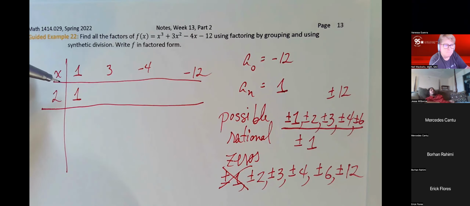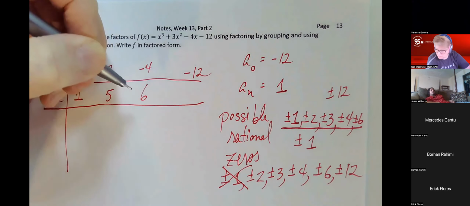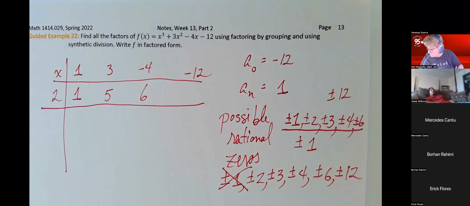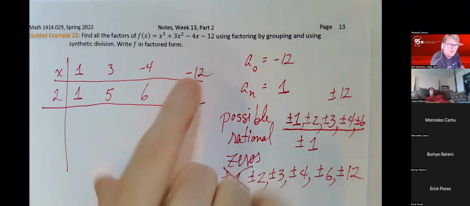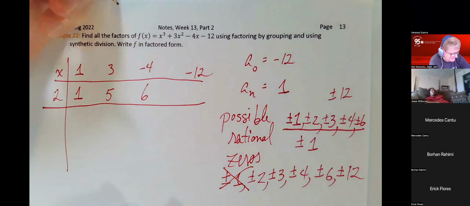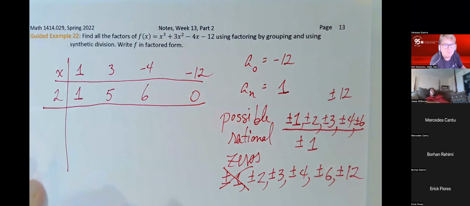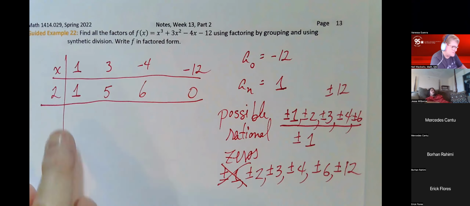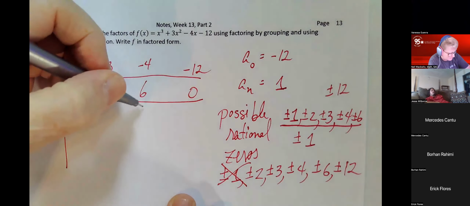All right. 2 times 1 is 2, plus 3 is 5. 10 minus 4, 6. 6 times 2 is 12, minus 12. Yay, 0. Excellent. Let's pretend that this isn't a quadratic.